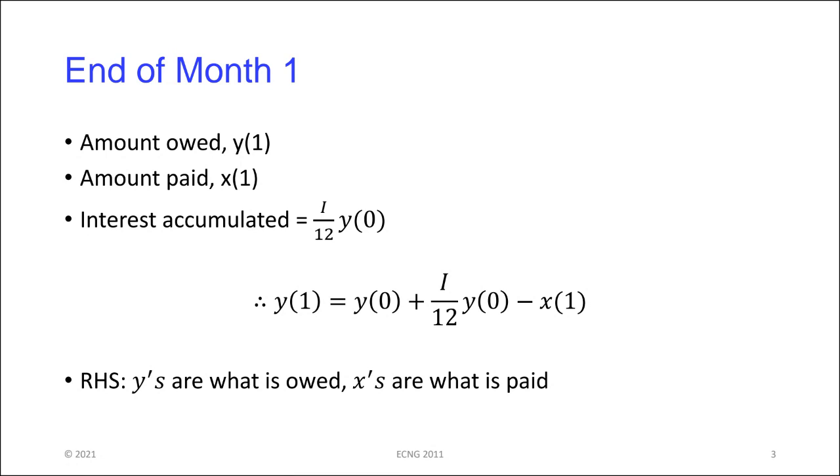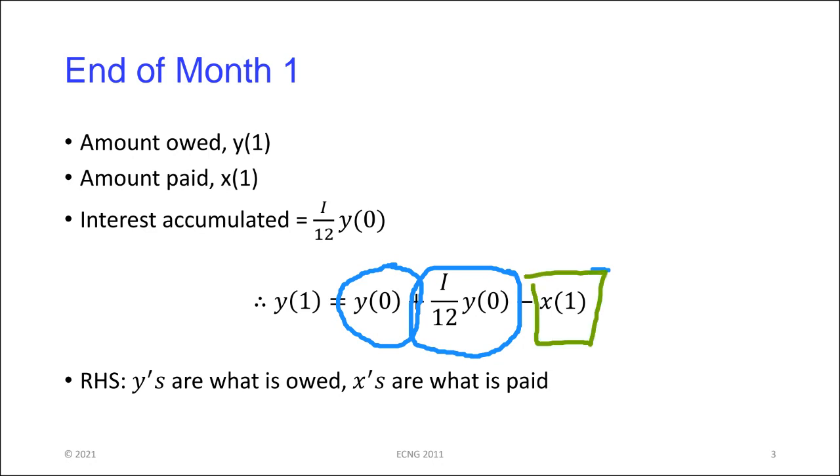By the time month 1 comes to an end, you started off owing this. They slapped on some interest for you. So now the amount that you owe is Y0 plus some interest. And then you make a payment, right? And once you make the payment, now your fixed amount, whatever that is, what you owe minus your payment is what you're left with at the end of month 1.